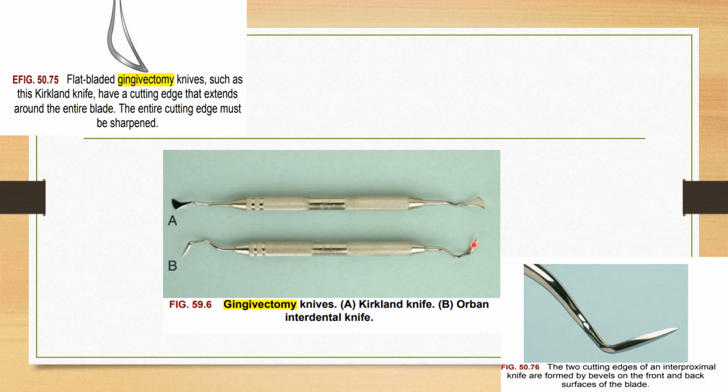And this is the Orban's knife. You can see that it has two cutting edges, an interproximal knife. They are formed by bevels on the front and back surfaces of the blade.